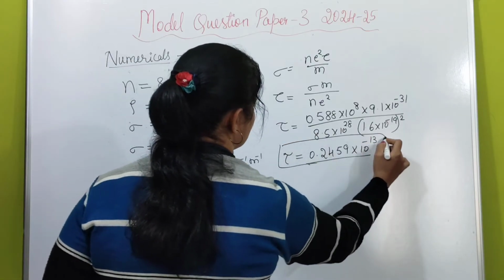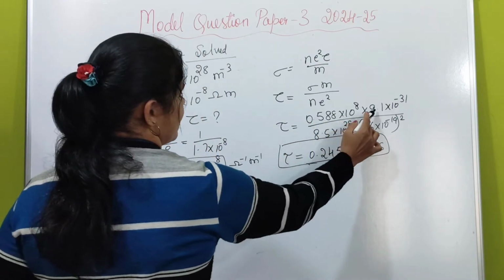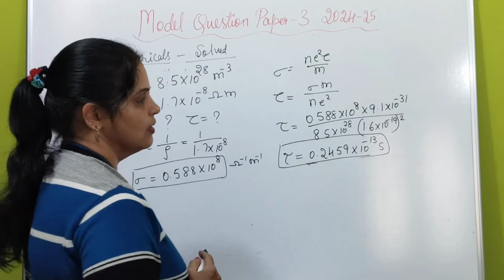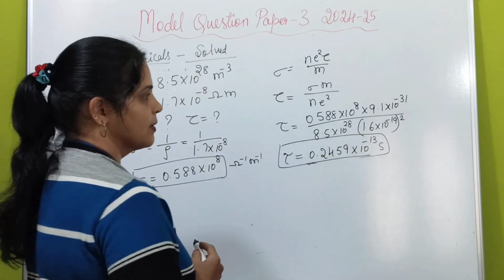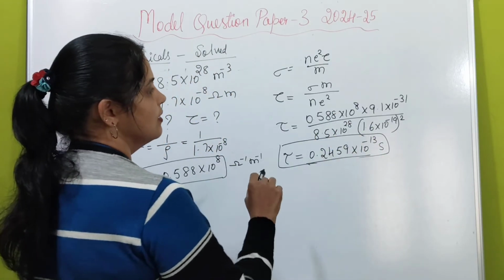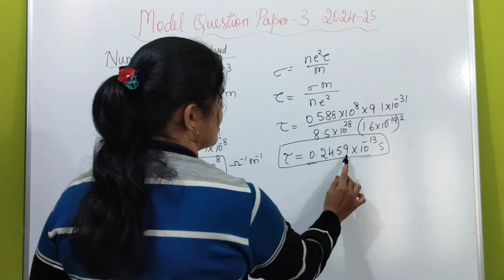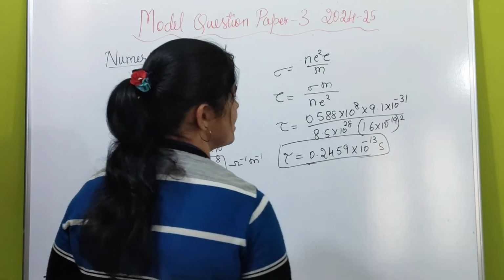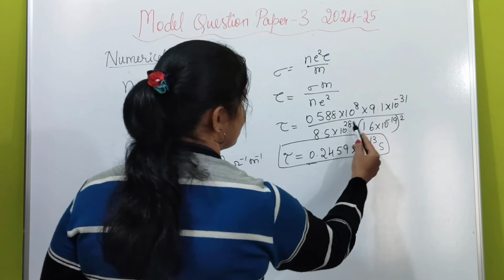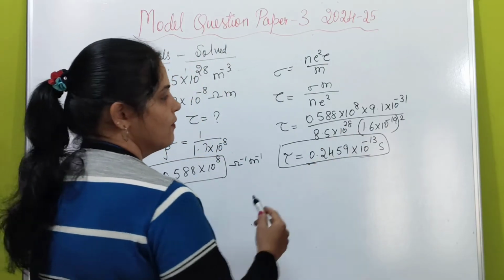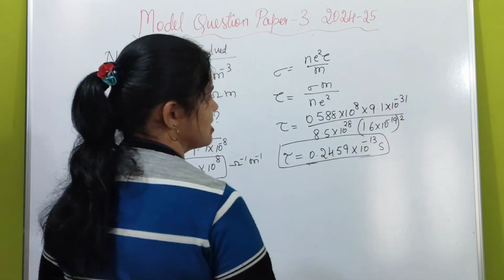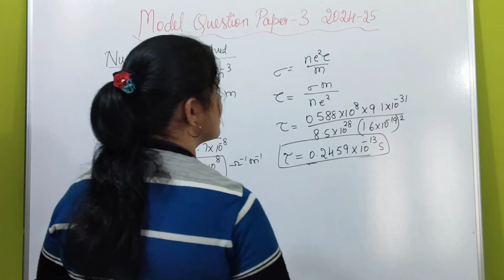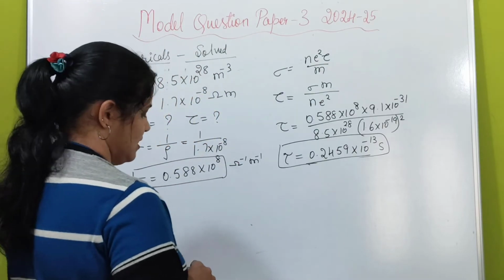Is it clear, students? First multiply these two numbers and you will get one answer. Divide that by 8.5, you will get one answer. Divide that answer by 1.6, again divide by 1.6. You will get this number. And here you add the powers. Minus 19 into 2 is minus 38. Minus 38 plus 28 is minus 10. When minus 10 comes to the numerator, it becomes plus 10. Plus 10 plus 8 is 18. Plus 18 minus 31 is minus 30. Yes?